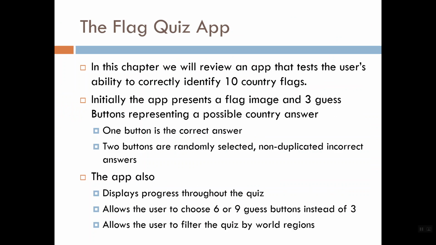So it's pretty cool. It shows the flag image and it has a given number of guess buttons where one is the correct answer. And they're randomly selected, randomly placed. So every time you take the quiz, you get a potentially different quiz. And then it shows the progress throughout the quiz. And the user can customize with their settings how many guess buttons they have and which world regions are included on the country flag quiz.